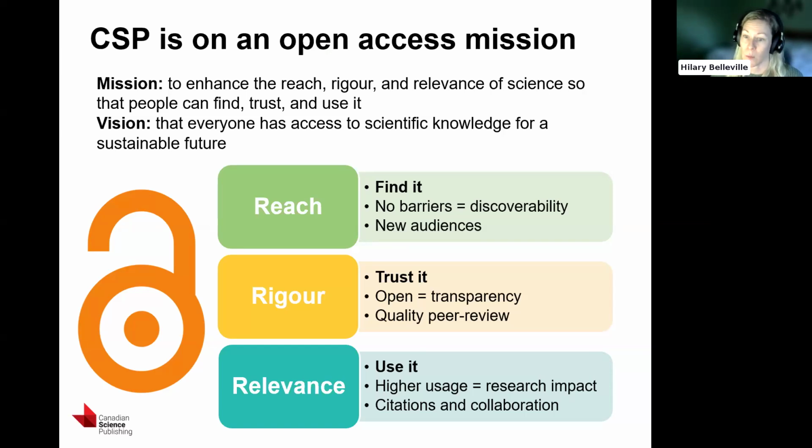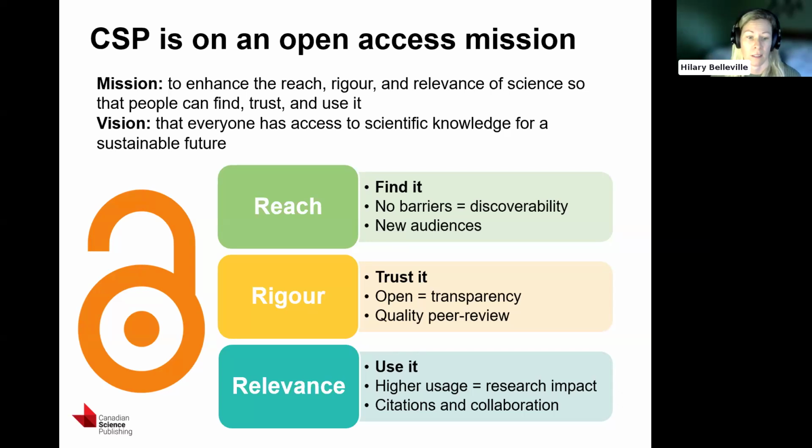So for CSP, we see open access as a way to enhance the reach, rigor, and relevance of science, so that people can find it, trust it, and use it. Traditionally, for a paper to be published open access, an article processing charge or an APC is paid for by the author. But in the spirit of making things more equitable for authors, many publishers, including CSP, have been moving towards payment models funded by the institutions.